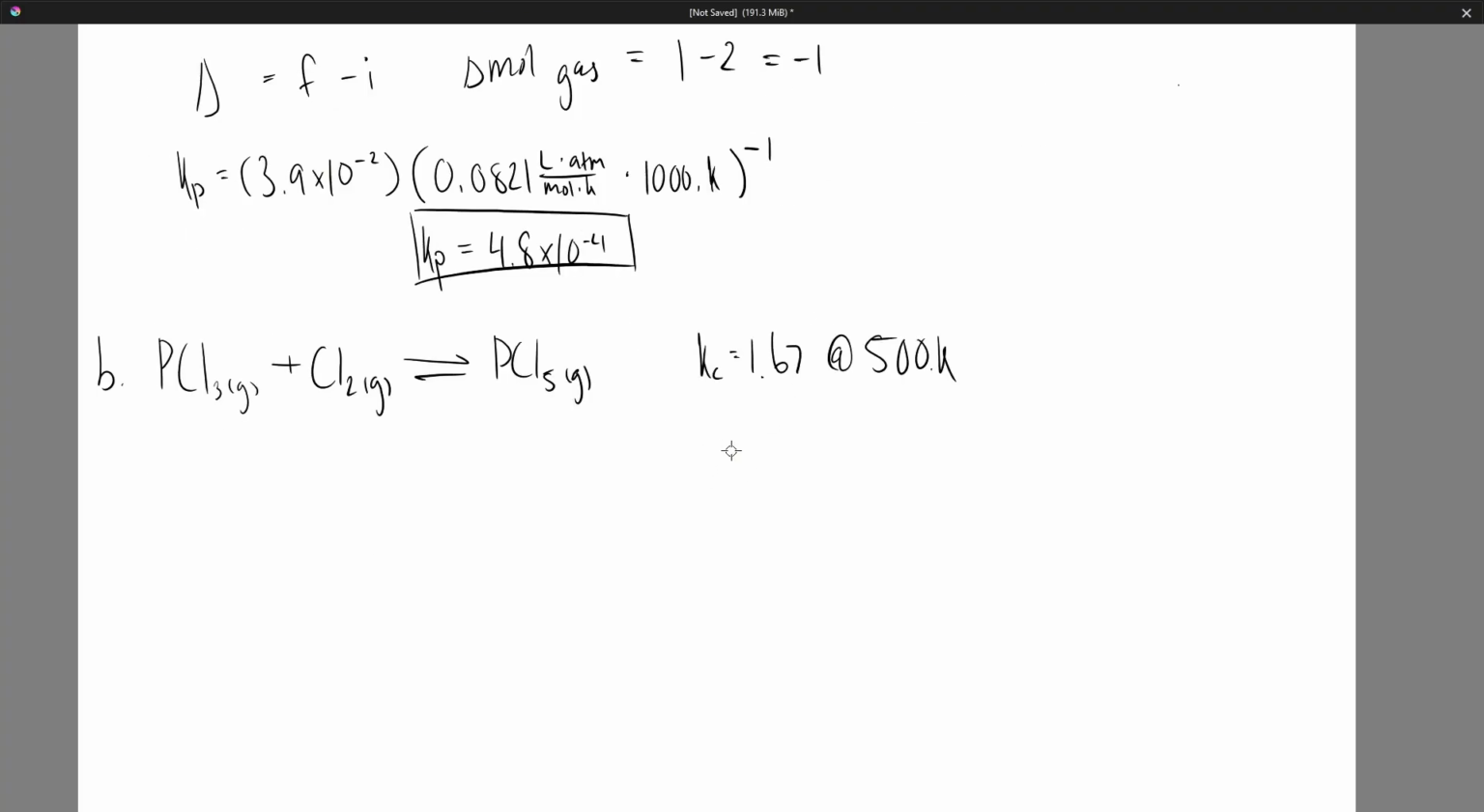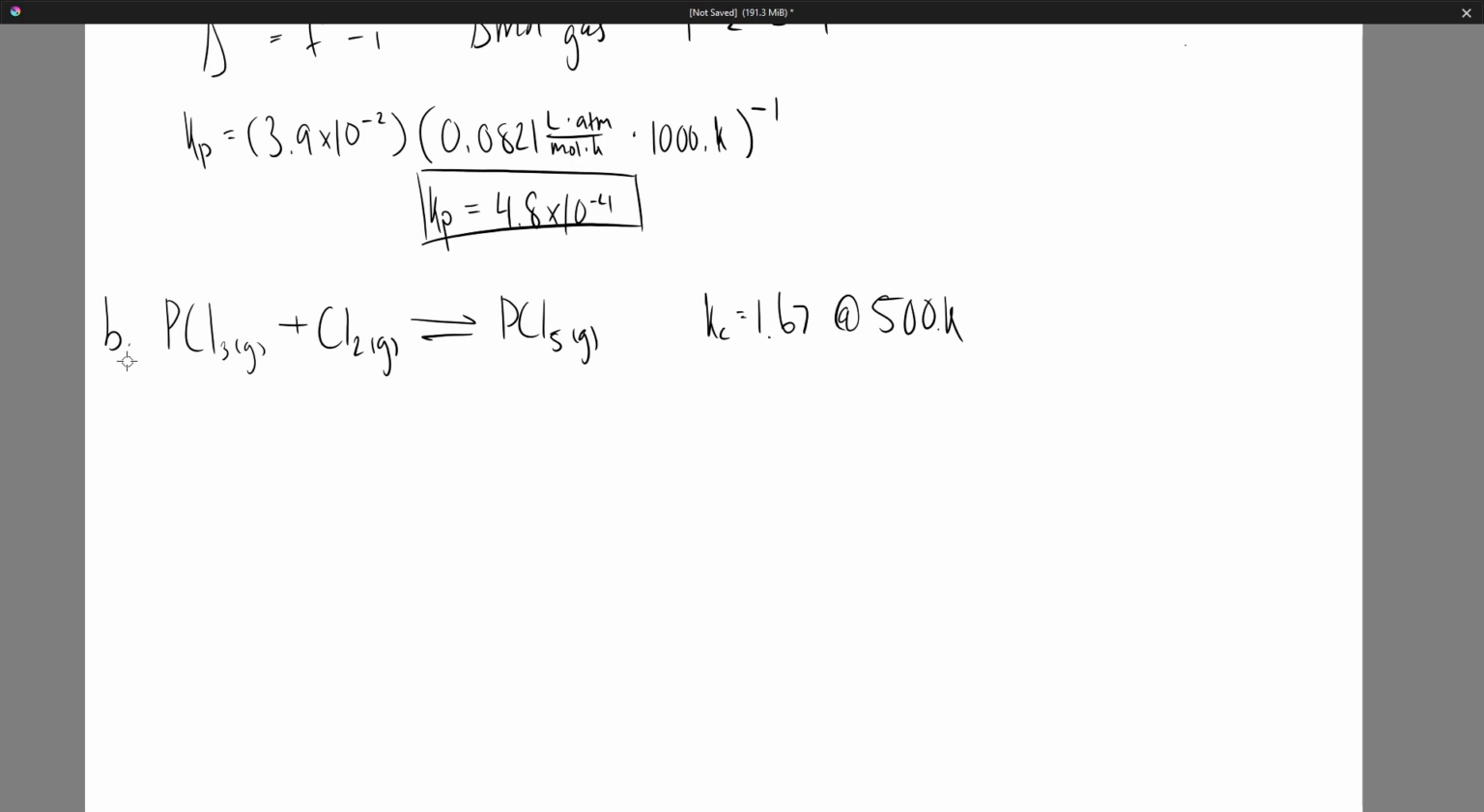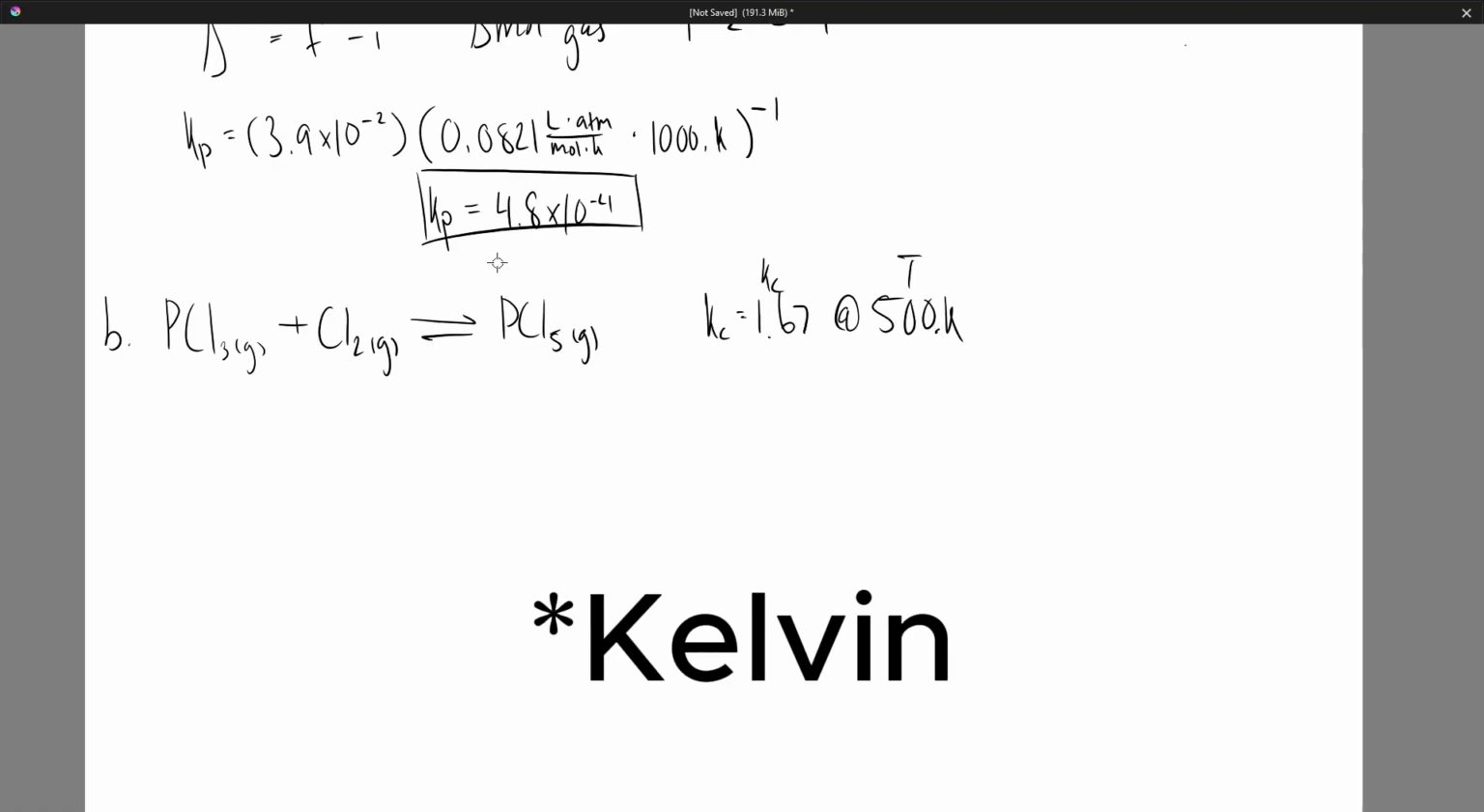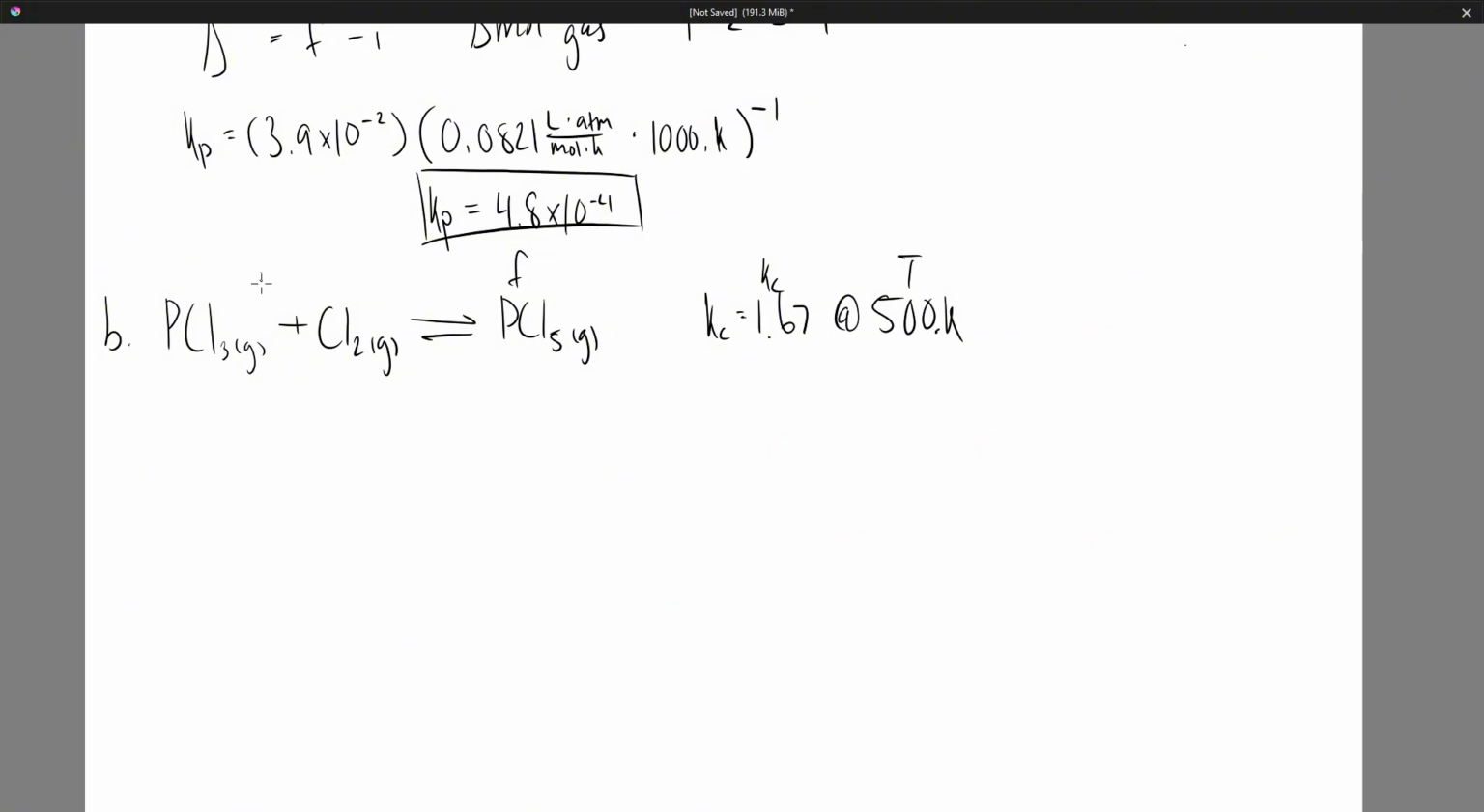So for number 3, part B is the exact same scenario as part A. Our Kc is given to us. It's 1.67. I'll just label it as that, even though it's already labeled. Our temperature is 500 degrees Celsius. Our change in number of moles of gases is -1 as well. So all that's left is plugging everything in.